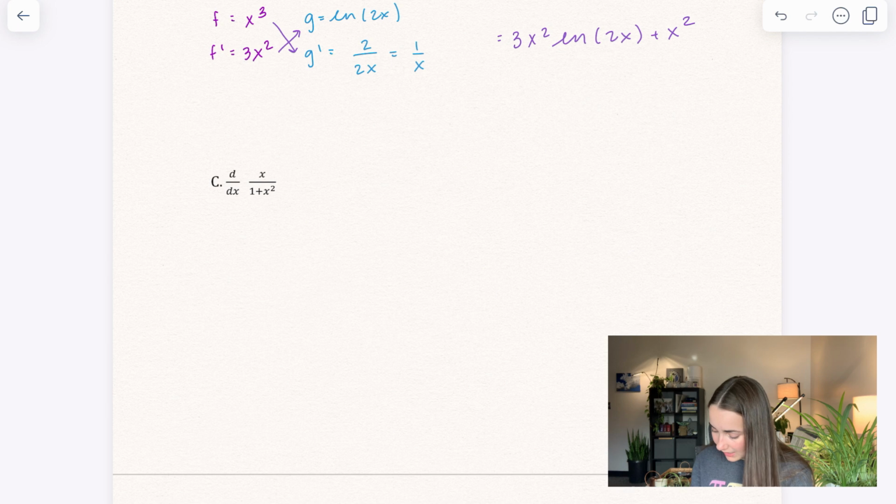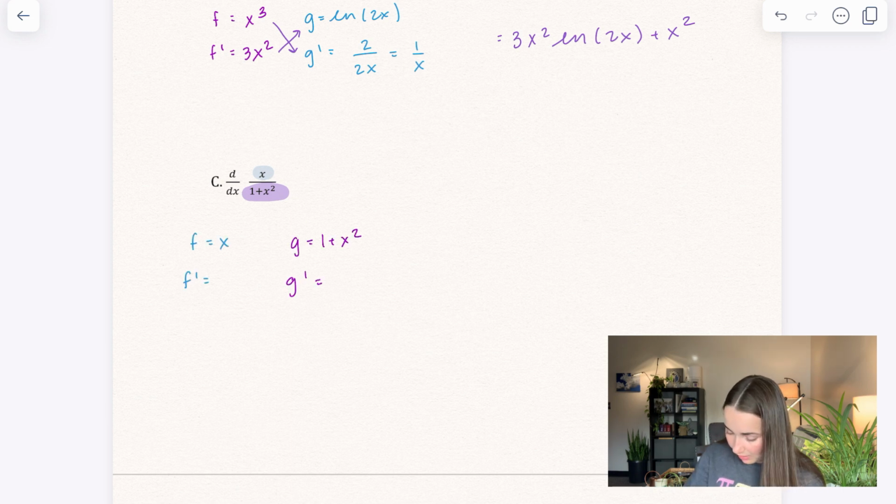Okay, here we have one more, and as we can see, if you recognize it, this is going to be the quotient rule. So I'll go ahead and set that up. Okay, so here we get f prime is just equal to 1, very nice, and we get 1 plus x squared, that derivative is just 2x.